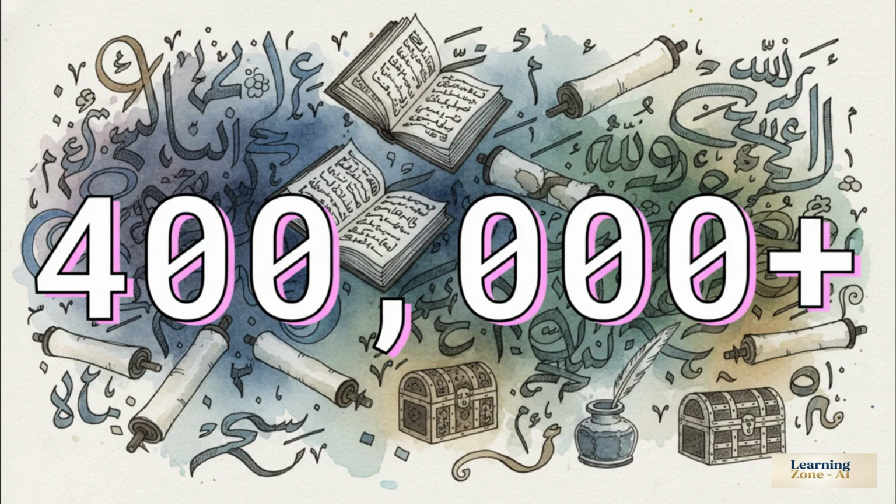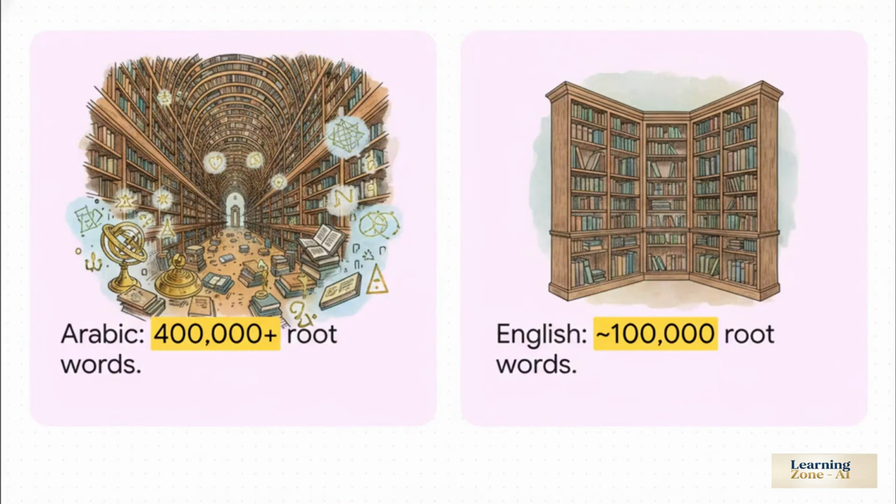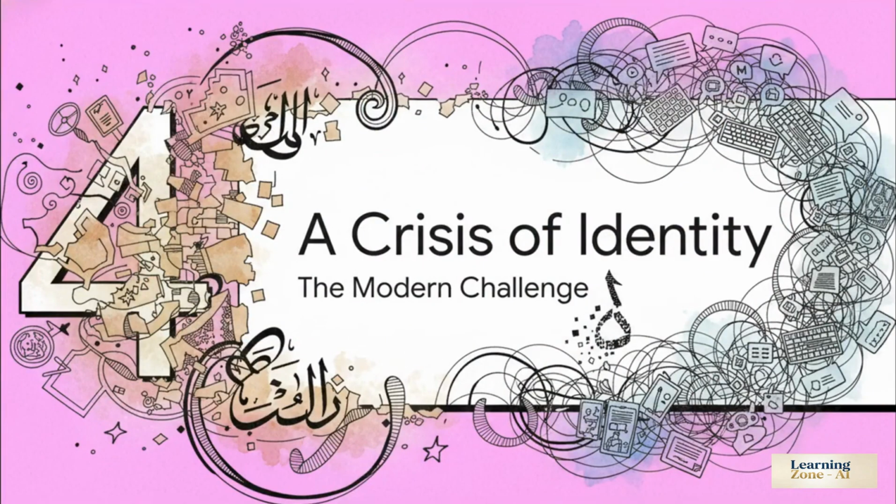Just how rich are we talking? Well, the classical Arabic lexicon has over 400,000 root words. To put that number in perspective, just compare it to English, which has around 100,000 root words. That just shows you the sheer depth and precision of the language. This massive vocabulary made it the perfect vehicle for that incredible explosion of science, philosophy, and literature during the Islamic Golden Age. But this glorious past brings us to a much, much more complicated present.